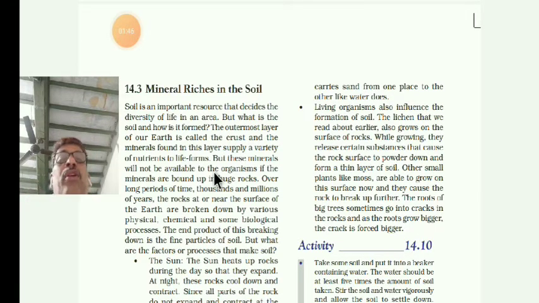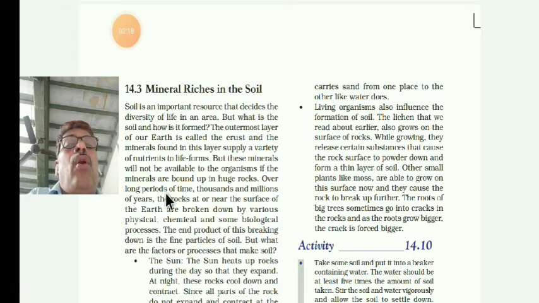You know that all the organisms need some minerals to build up their bodies. But these minerals will not be available to the organisms if the minerals are bound up in the huge rocks. You know that minerals are found in the huge rocks, but organisms can't take in huge or big rocks. So they should be broken down into smaller pieces and mixed with the microorganisms. Then only can plants or animals use them. How long does it take? See here, look here now.